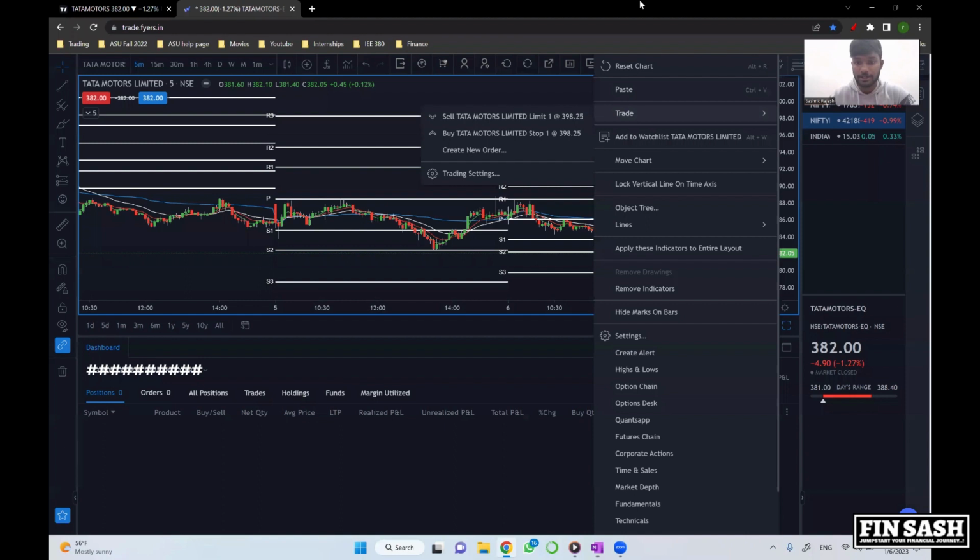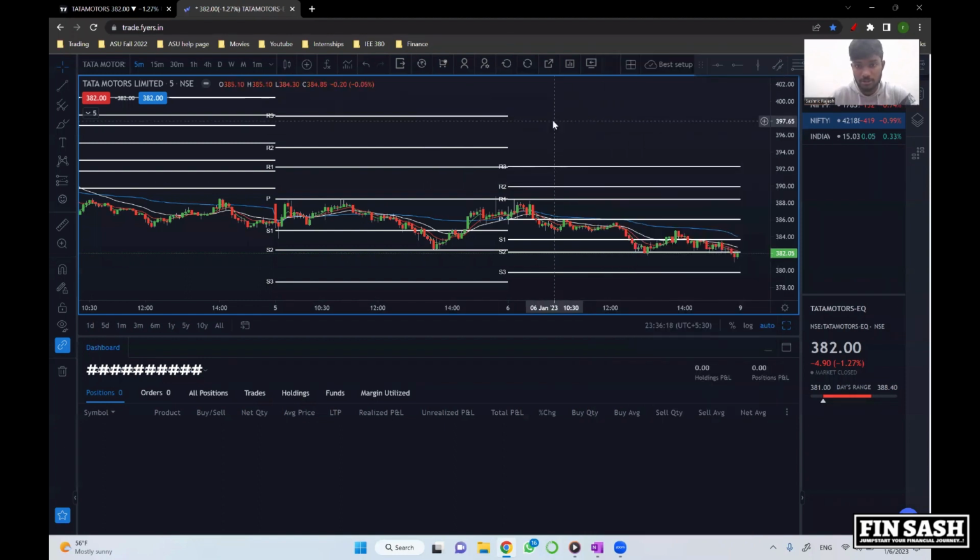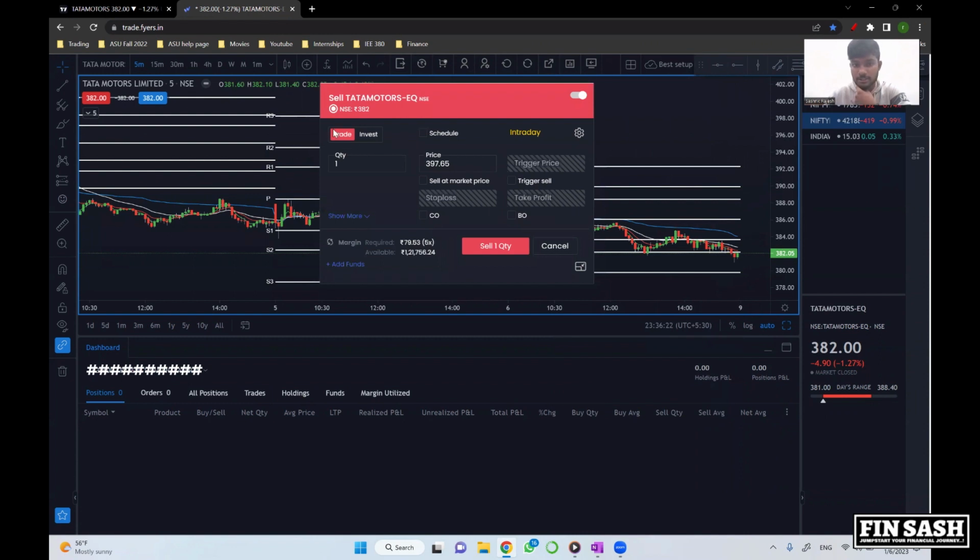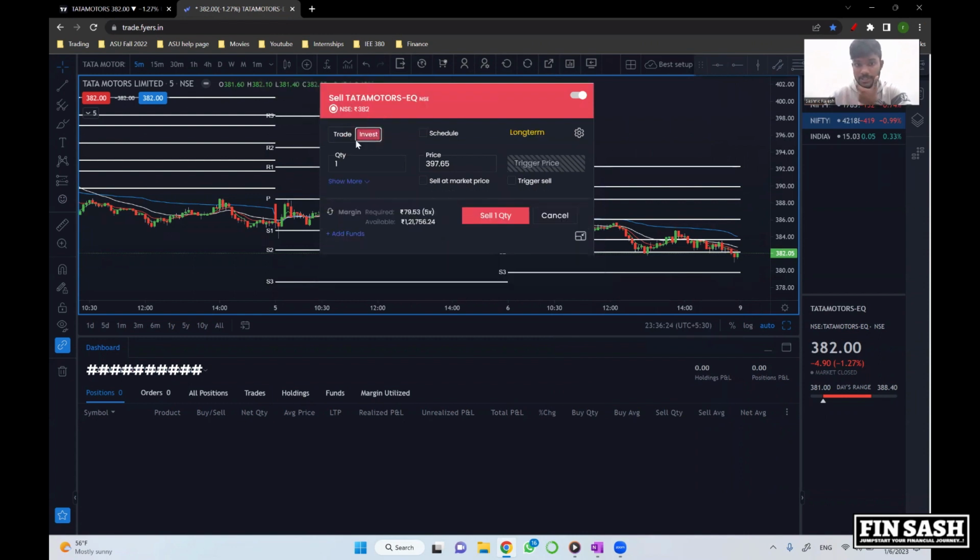So you can short it. I can show you how to short it really quick in the terminal. So go to trade again and sell Tata Motors. You can either intraday trade it or invest it, put in your quantities and your price. So right now the buy price could be 400. And if the market comes down and comes in your direction, you'll make your money, right?